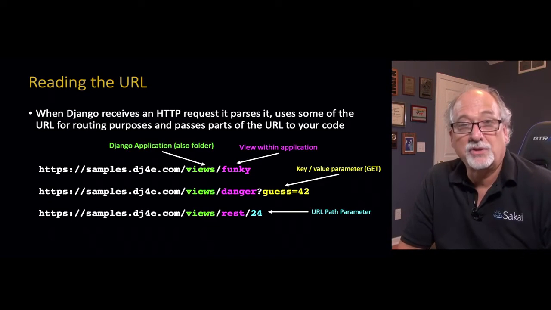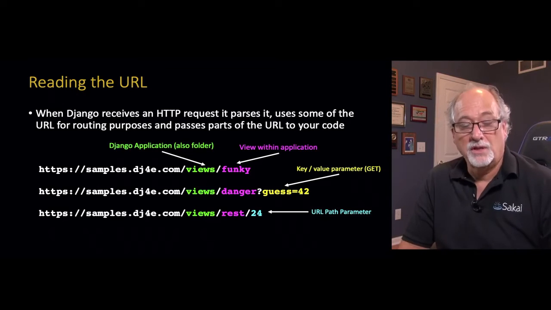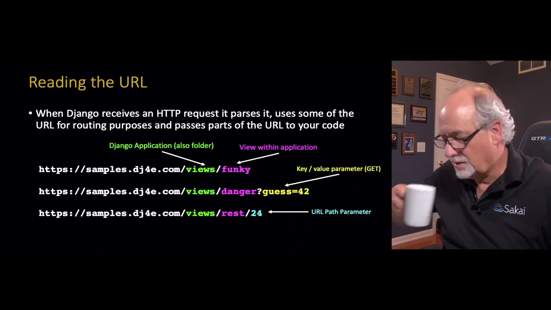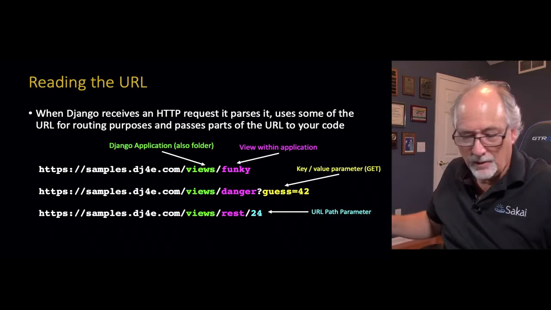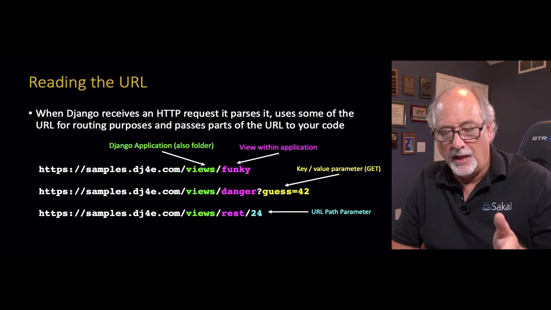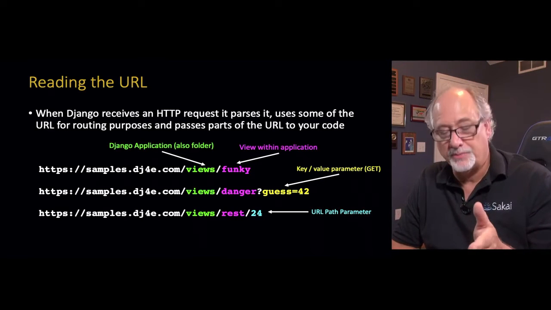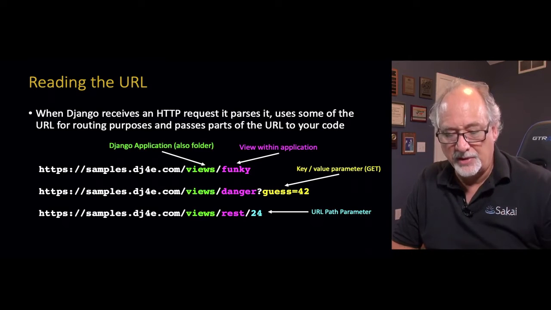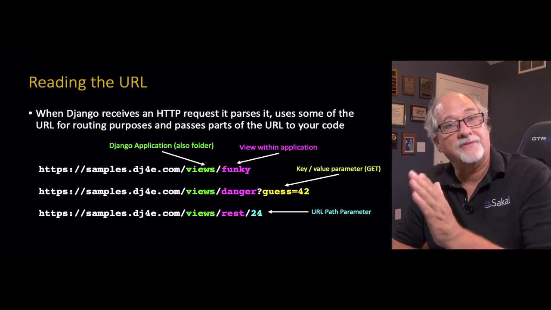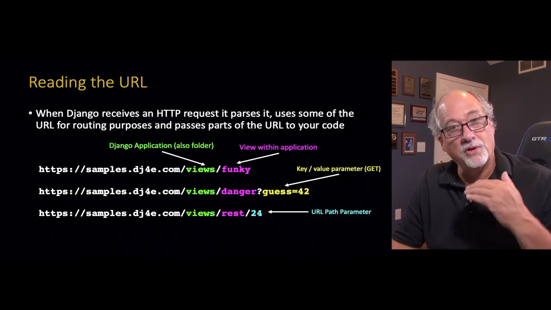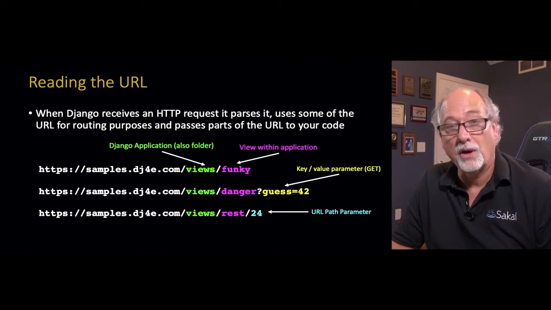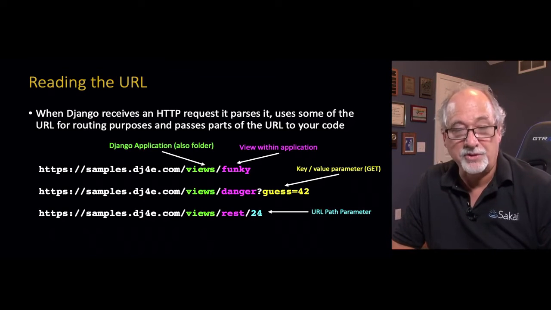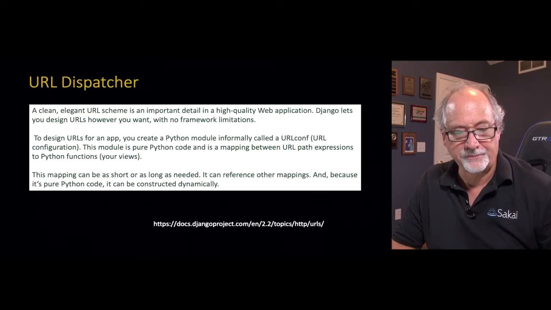Now within that, usually the next chunk is the view. And so that view within the application is defined in urls.py. And then after that, there are two kinds of parameters. One is like a key-value parameter that comes after a question mark. It also uses ampersands for that. And then sometimes we just put parameters after slashes. This is more of a REST style URL that's very pretty, and you put the parameters right on the URL rather than the question mark, which is sort of the old school way of doing all this stuff.